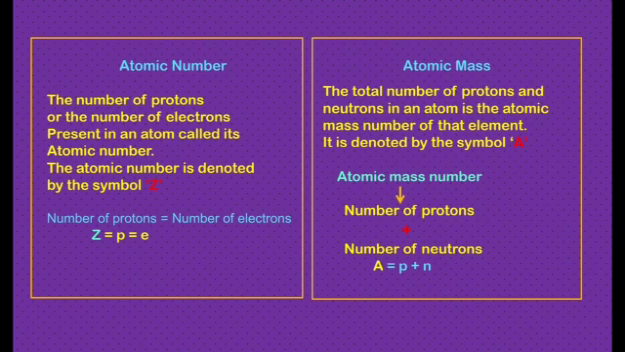Next is what is meant by atomic mass number. The total number of protons and neutrons in an atom is the atomic mass number of that element. It is denoted by the symbol A. We can calculate the atomic mass number. How we will calculate, children? We have to just add the number of protons and number of neutrons. That means atomic mass number A is equal to P plus N. P means number of protons and N is number of neutrons.